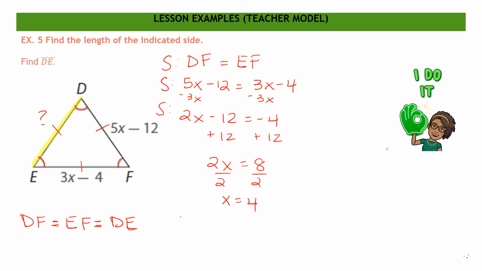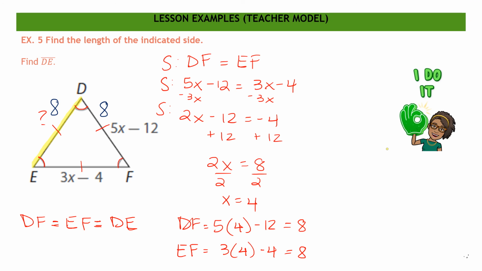So let's try DF first. It has 5x, which is 4, minus 12. 5 times 4 is 20, minus 12 will give me 8. The same should be true for EF. 3 times 4 minus 4. 3 times 4 we know is 12, minus 4 gives me 8. So that just concludes that all 3 sides of this triangle would be 8. So that means my answer for DE is 8.